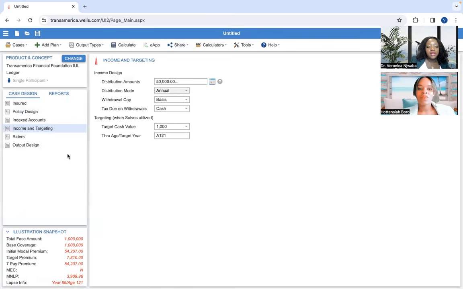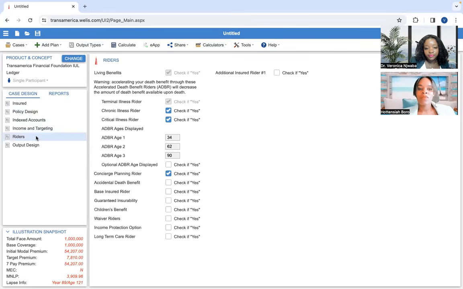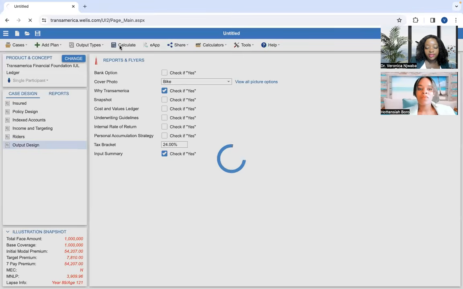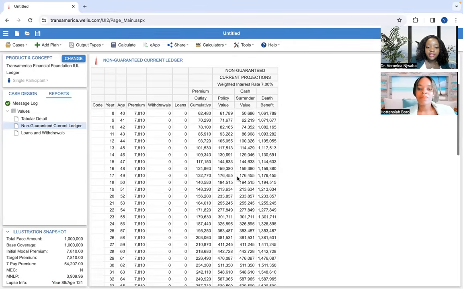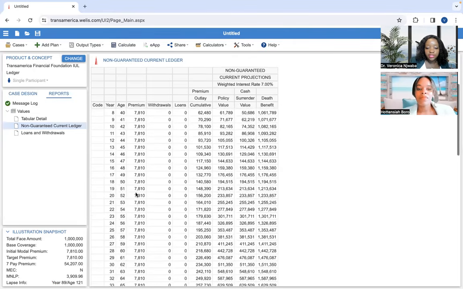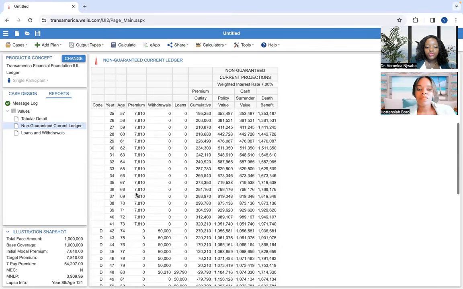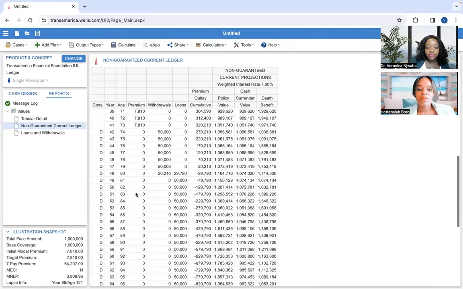All right. And then the riders are already there. Okay. There's nothing else to change on output design. I don't want to calculate. Okay. Now, this person, as you can see, we are back to 7,800. They've been contributing for 41 years.